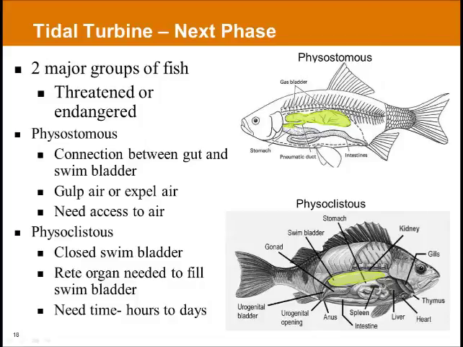The other group of fish is the physoclistous, and so the second phase of the study that I do will be to expose a physoclistous fish, which would be like a bass. And these fish have a closed swim bladder, and the way they can modulate or regulate the gas in their swim bladder is by what's called a rete organ, and it's a capillary bed that can release the oxygen and basically remove it as needed. And for acclimation to become neutrally buoyant, they need a lot of time, and that can be hours to days because it's a small capillary system.